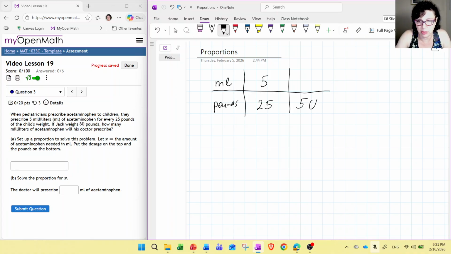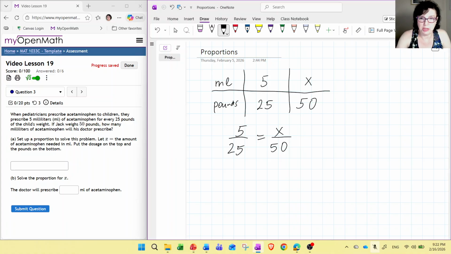This is going to be 50 right here. And then we want to know how many milliliters, so milliliters is the question, and we call this X. And now we can just set up the proportion by looking at the table. This is 5 divided by 25 equals X divided by 50. That's it. Now, to solve it, what are you going to do?